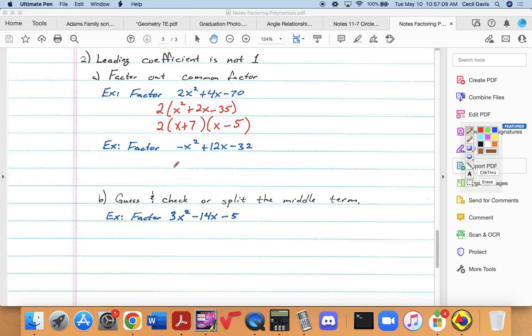You can also do that when the leading coefficient is just negative 1. You can factor a negative 1 out of all of this. So that'll be positive x squared minus 6x... Why would you say 12? plus 32. What would be 12x?